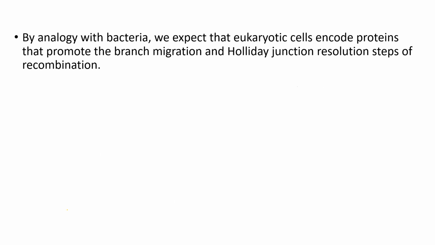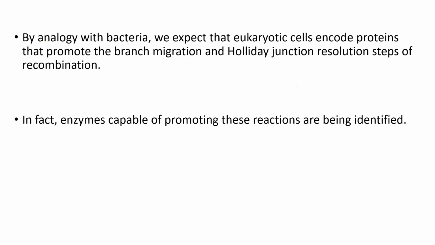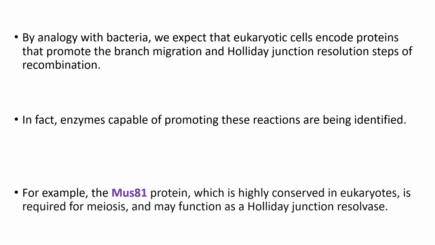If we compare eukaryotes with bacteria, we expect that eukaryotic cells encode proteins that promote the branch migration and Holliday junction resolution steps of recombination. In fact, enzymes capable of promoting these reactions are being identified. For example, the MUS81 protein, which is highly conserved in eukaryotes, is required for meiosis and functions as a Holliday junction resolvase.